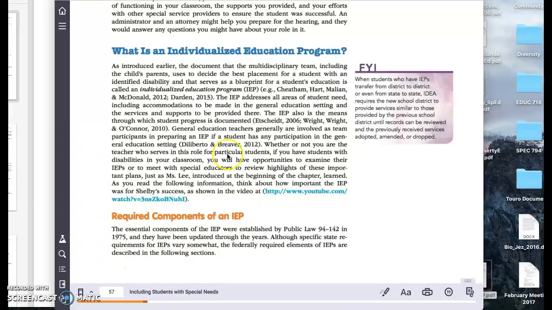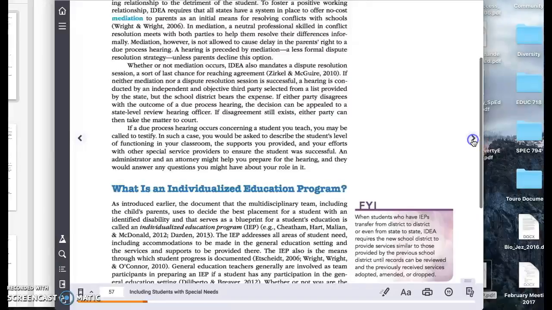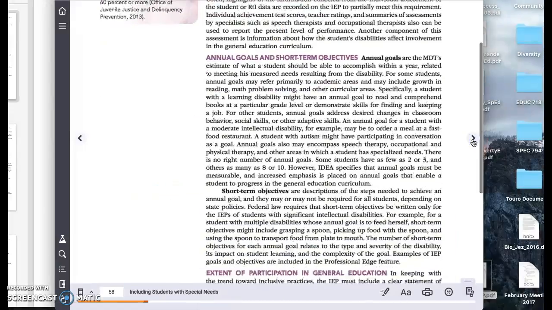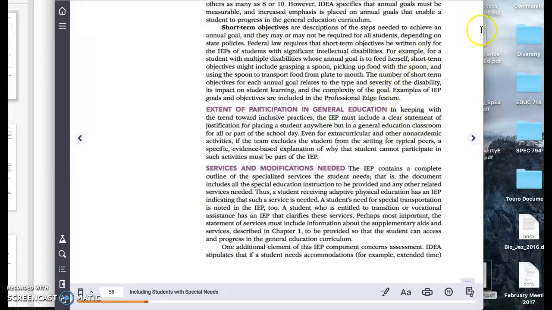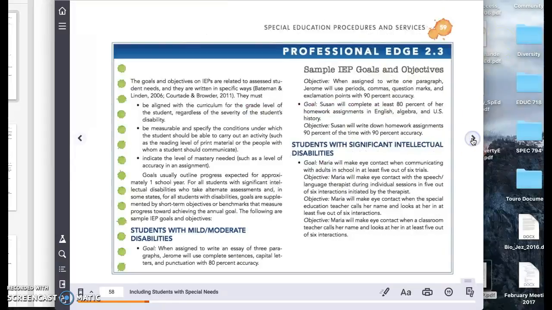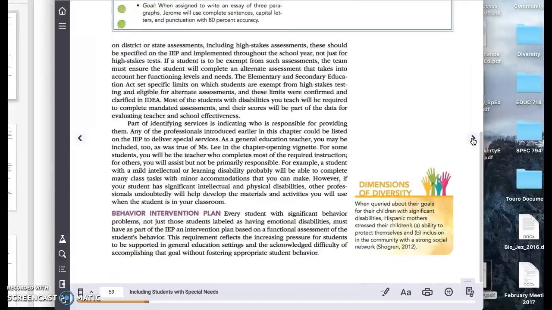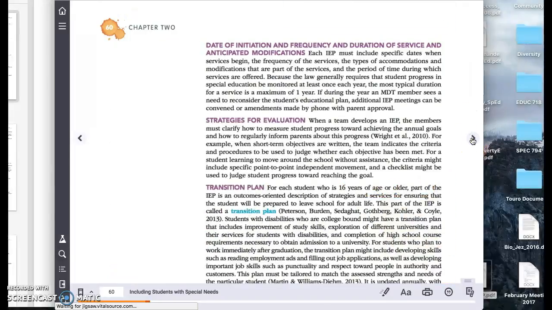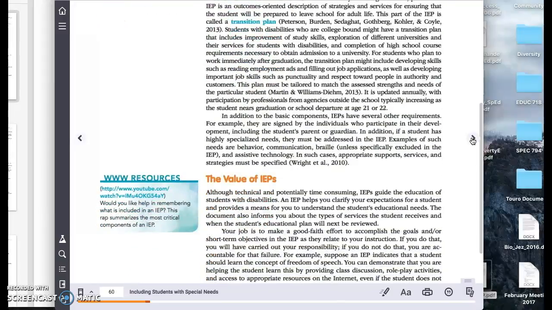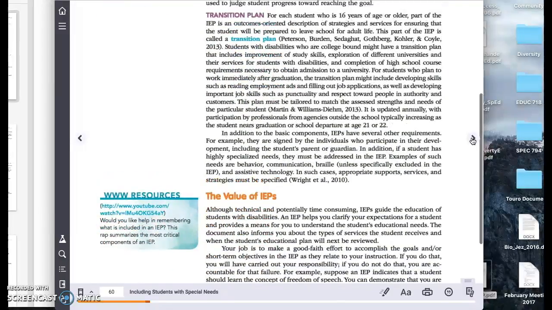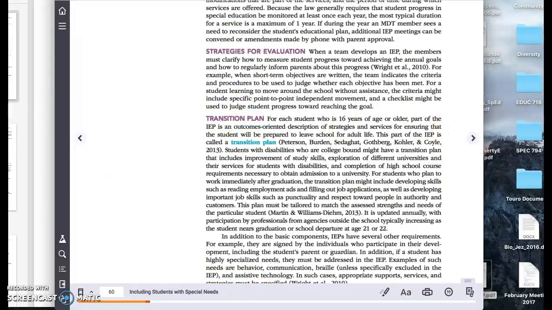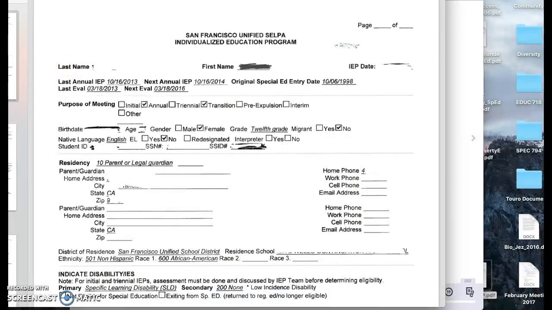All right, so in your book, it goes through the required components of an IEP, and you can see there's present levels, annual goals, extent and participation in general ed, services and modifications, and behavior intervention plan, which some students have. And then any sort of information about the different modifications, strategies, a transition plan, depending on how old the student is. And so I thought I would actually show you a secondary student's IEP, just for an example.